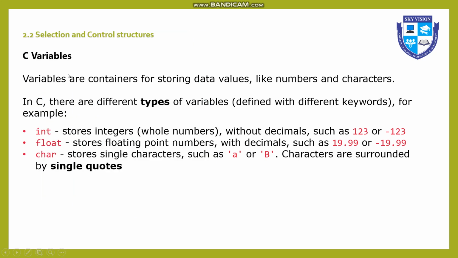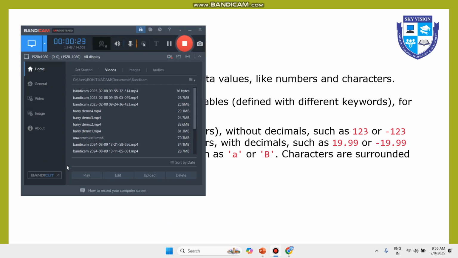Okay, so what does variable mean? Variables are containers for storing data values, like a number or characters. In C, there are different types of variables, defined with different keywords, for example int, float, char, etc. Okay, now let's go without wasting time.